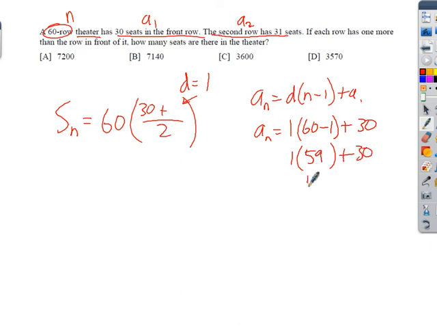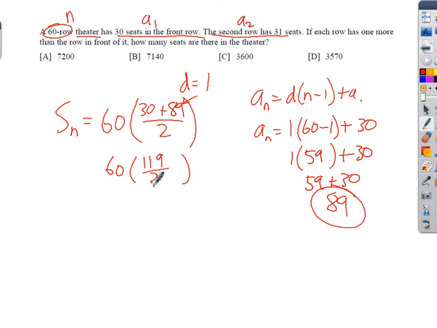Alright, and now we're going to go 60. We've got 30 plus 89 is 119. Dividing that by 2. If it was 120 divided by 2, it would be a nice easy 60. But it's not. It's 59.5. Yuck. Times 60. Let me double check my math. 60 times 59.5 is 3570. That's where we are.